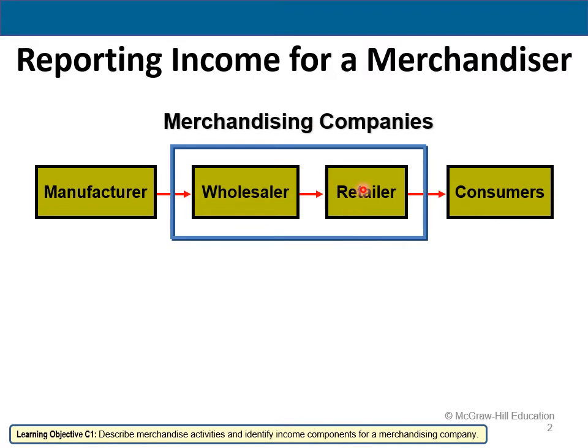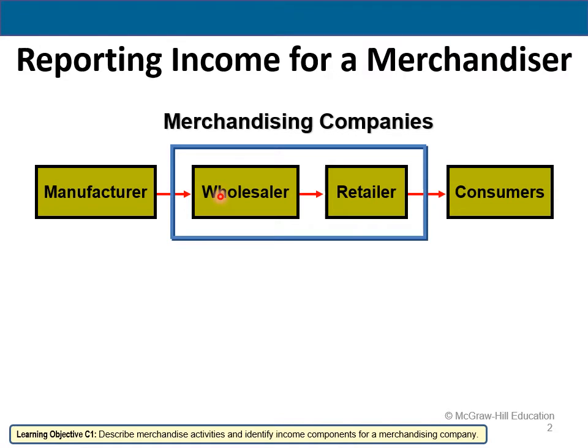Merchandising companies fall into two broad categories. The first being a retailer. A retailer is the company who sells goods to end consumers. So Walmarts and Targets of the world. Amazon would also be in this category. Those are retailers.